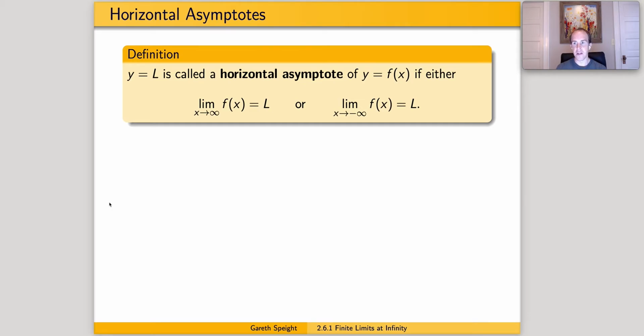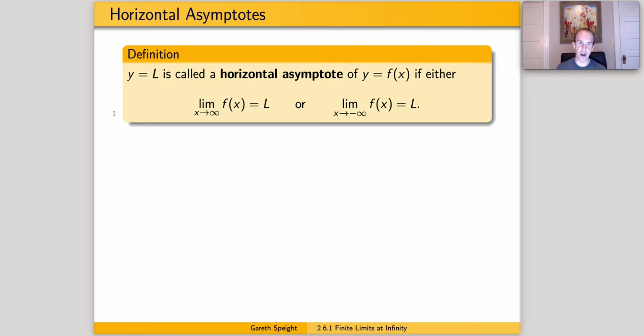Okay. So next we have the definition of horizontal asymptotes. A line y equals L. So remember, y equals L is a horizontal line. It's called a horizontal asymptote if one of the limits as x tends to infinity or as x tends to minus infinity equals L.